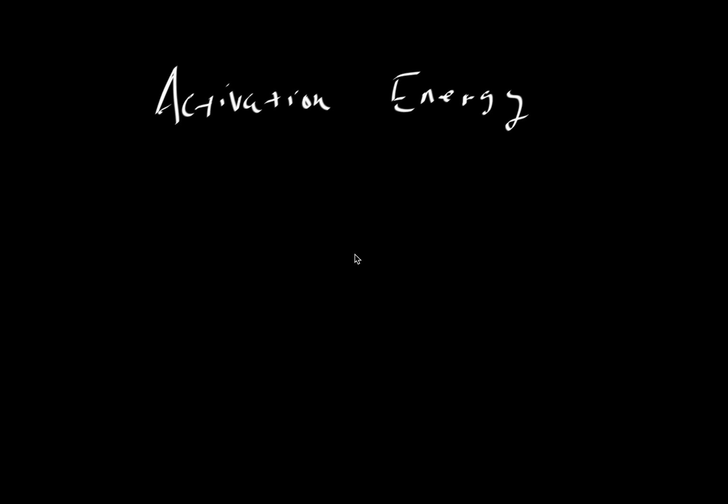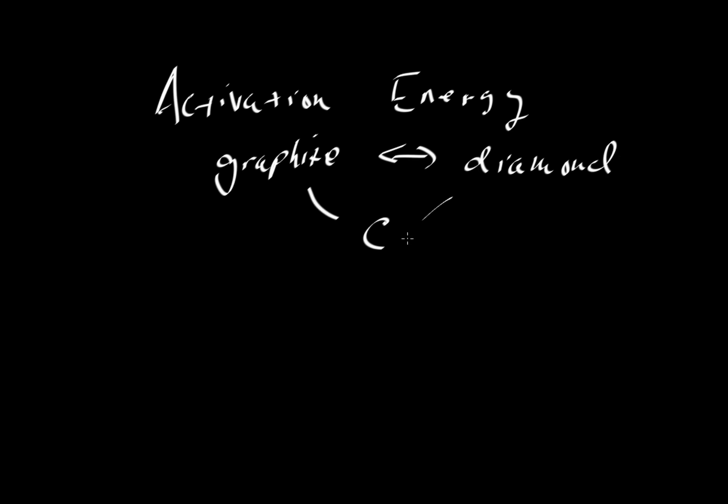So here we're going to introduce the idea of an activation energy, and we'll use carbon as an example and an activation energy diagram that compares graphite, one form of carbon, and diamond, another form of carbon. So these both have the same chemical formula, and that is C. And well, we'll just erase this and draw a diagram.